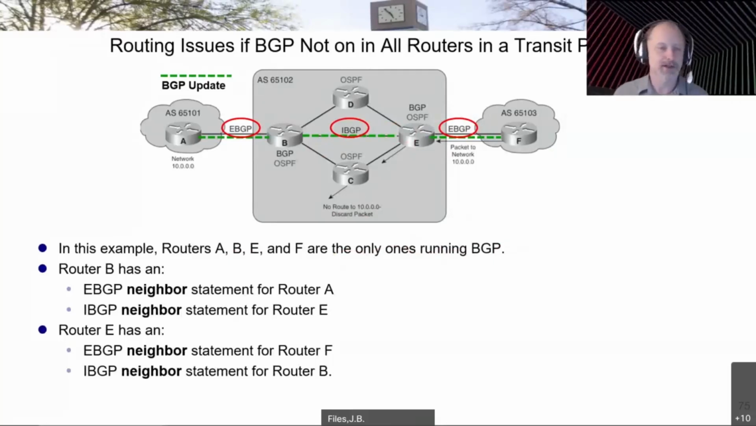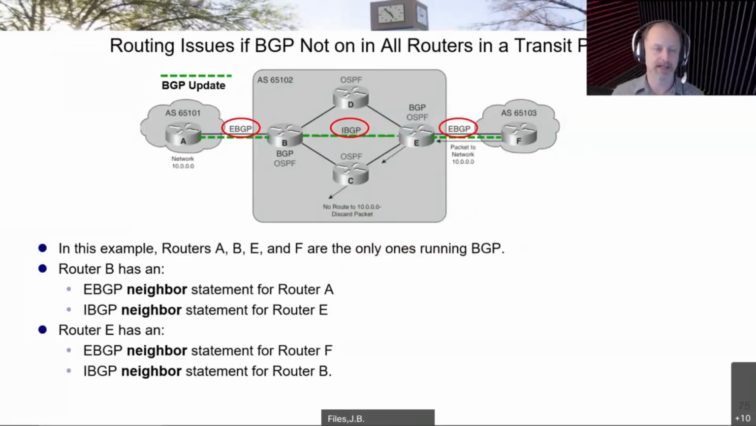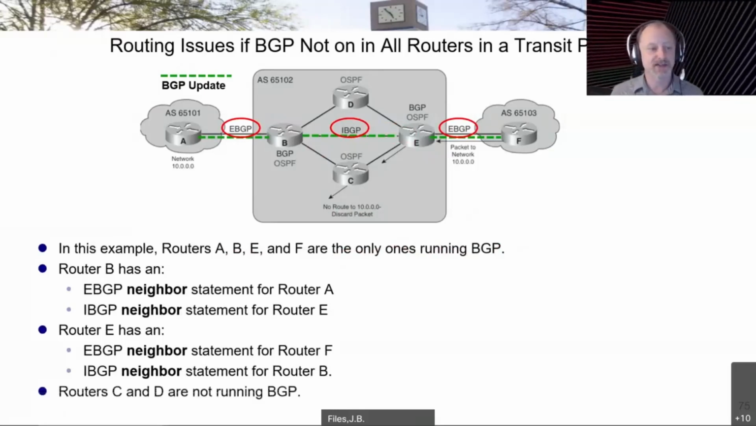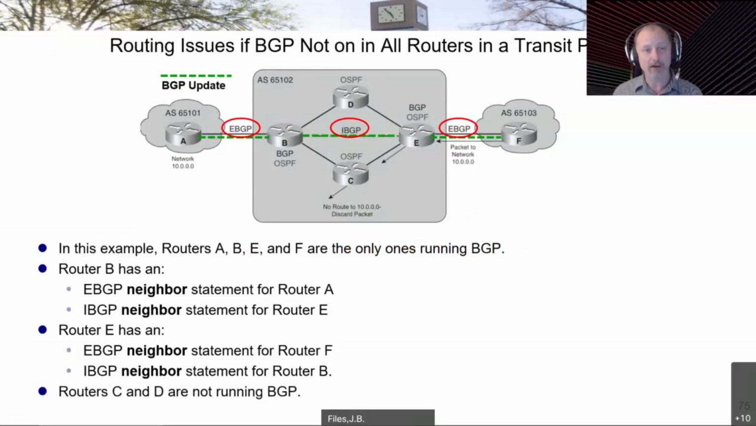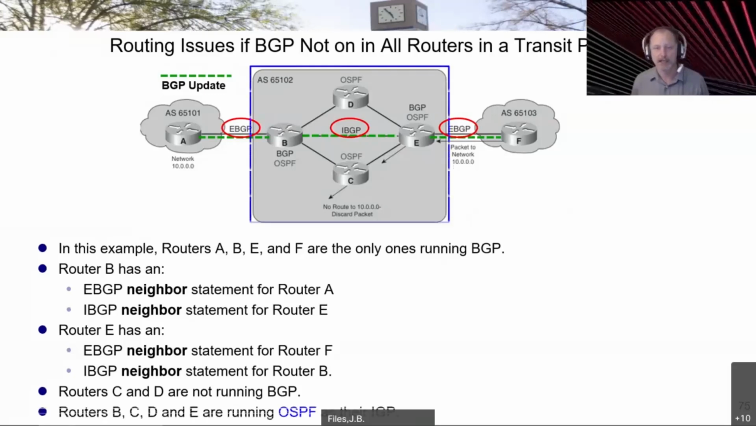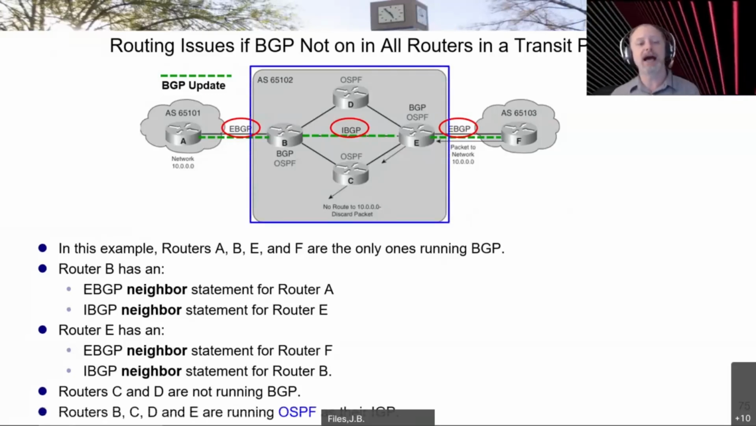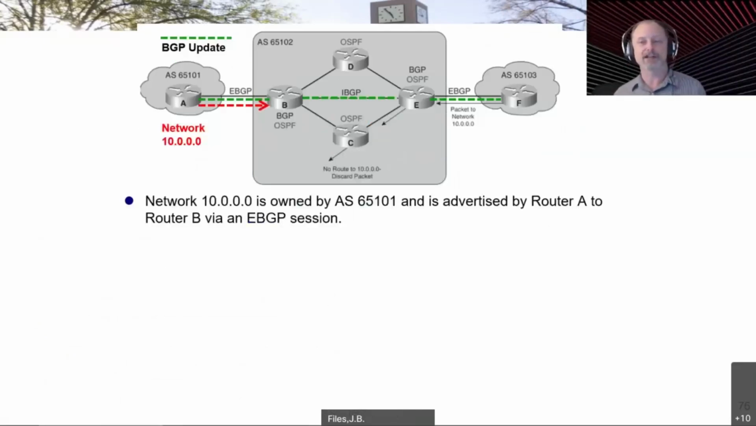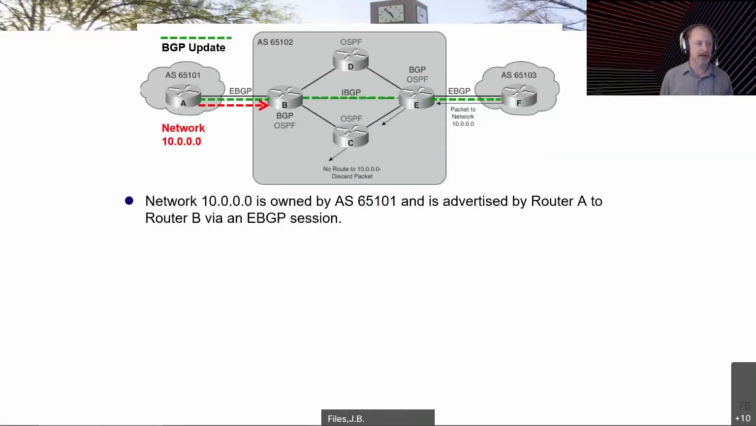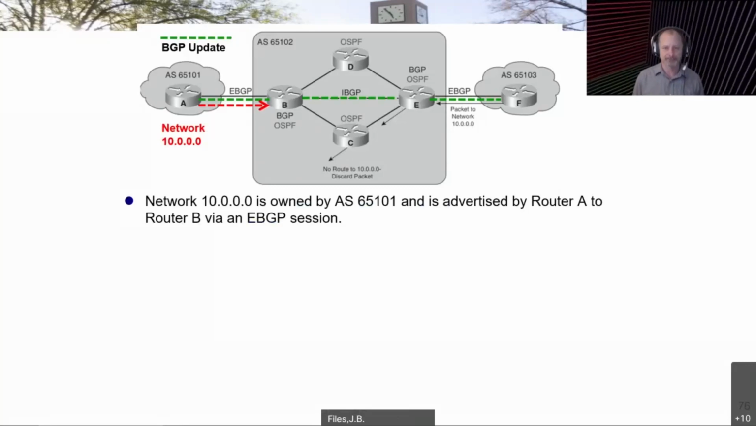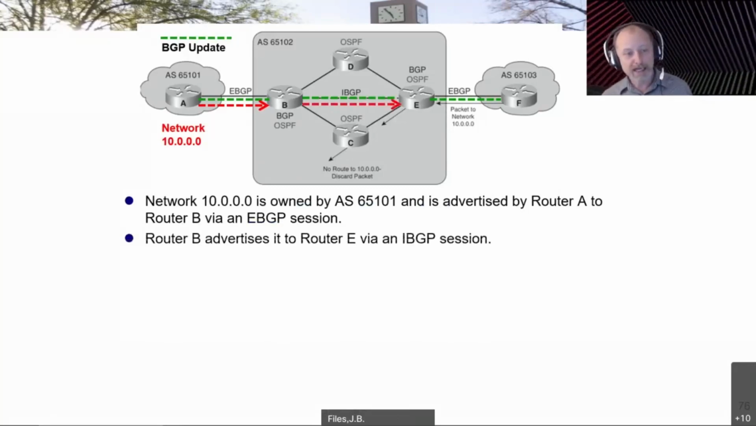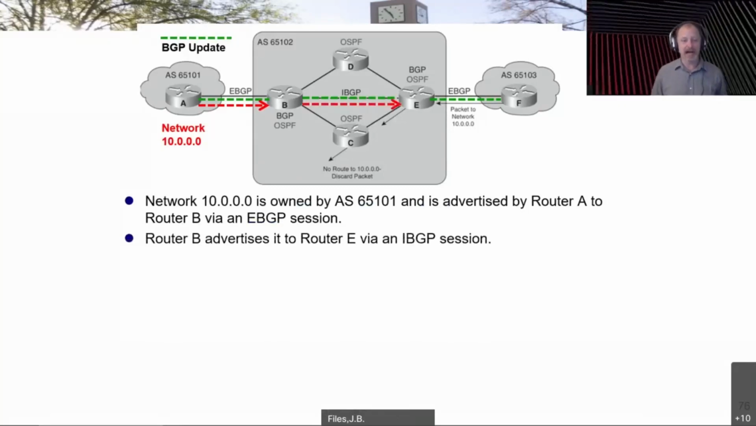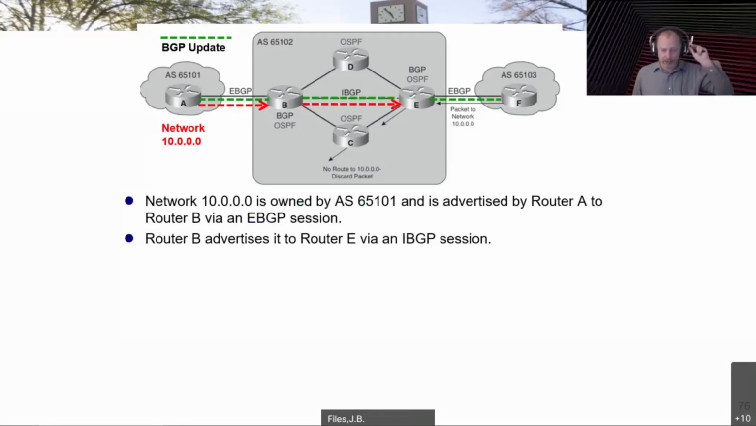And an iBGP relationship between itself and router B. C and D are not running BGP, okay? But we are running OSPF in the domain. So a network gets advertised, and router B learns about the 10 dot network. Router B is going to advertise that via iBGP to router E.